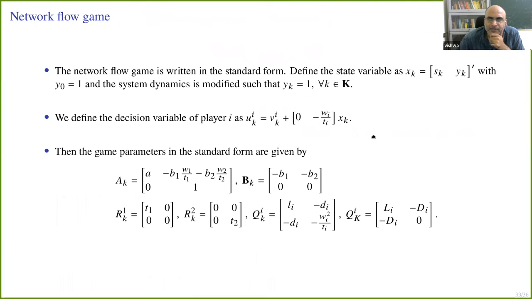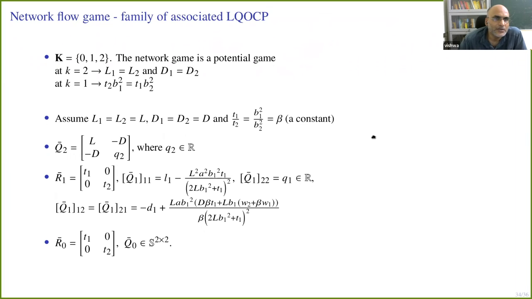But this is not in the standard LQ form, so we can do some transformation of the game to recast it in standard form. Then for this problem, we can use the conditions presented in the theorem. At stage 2, the game parameters should satisfy these conditions. Then we can construct all the optimal control problems in the game parameters for which the solution is indeed a feedback Nash equilibrium of the game.